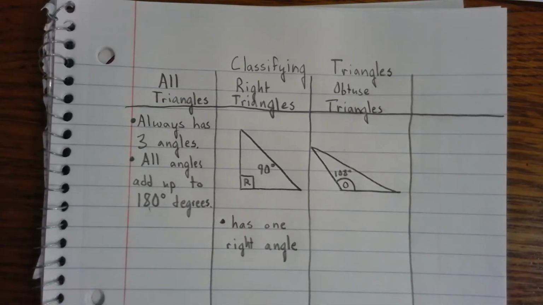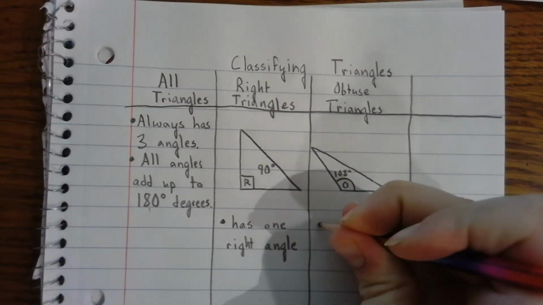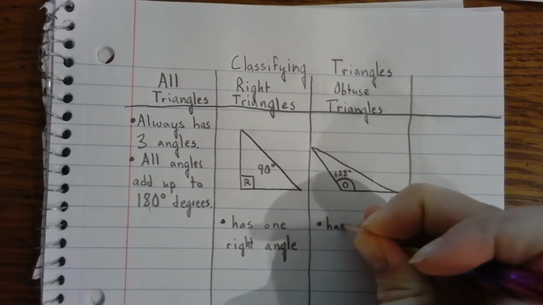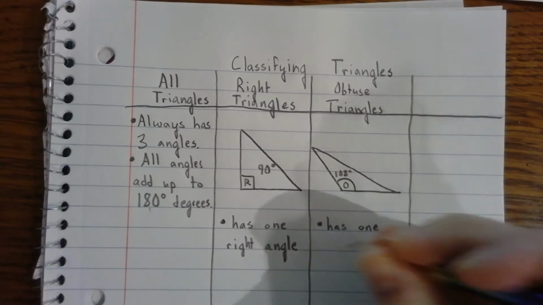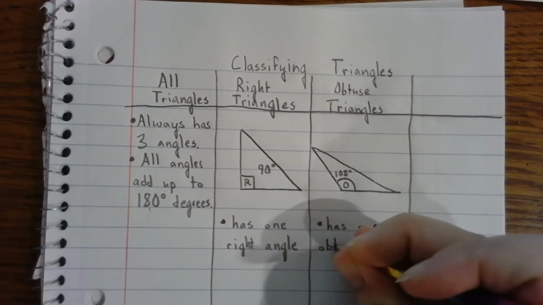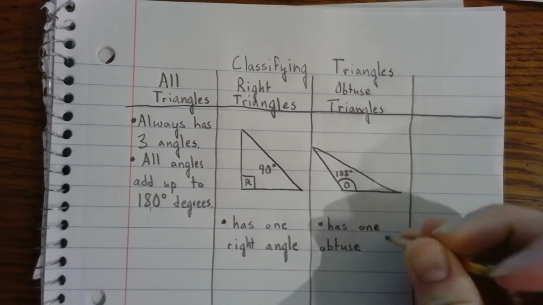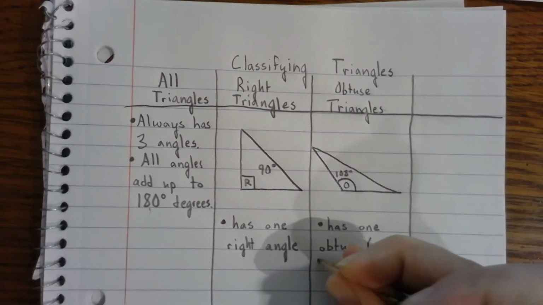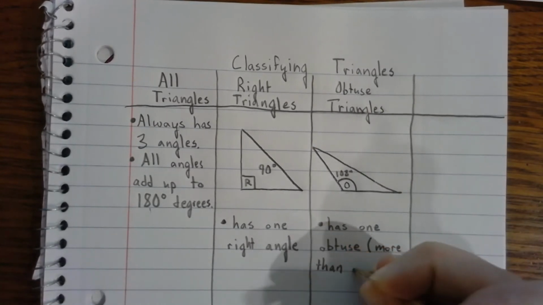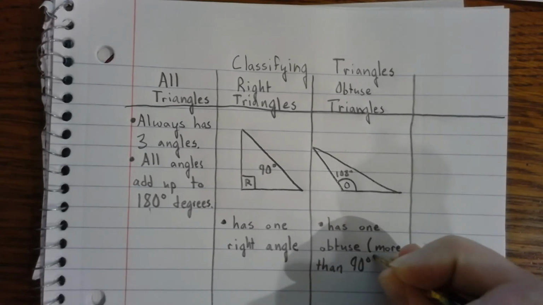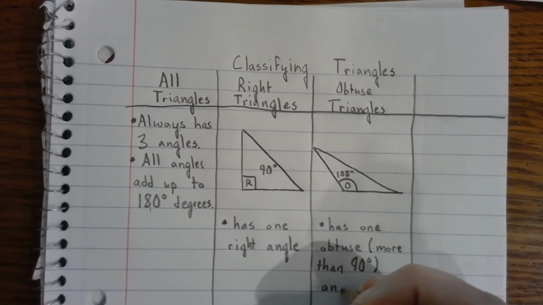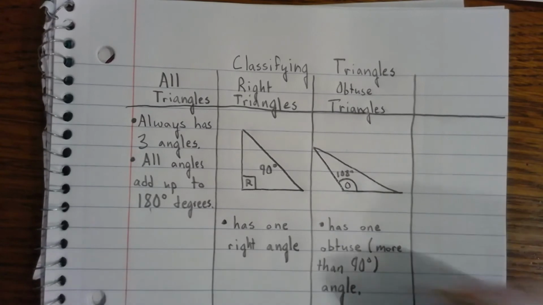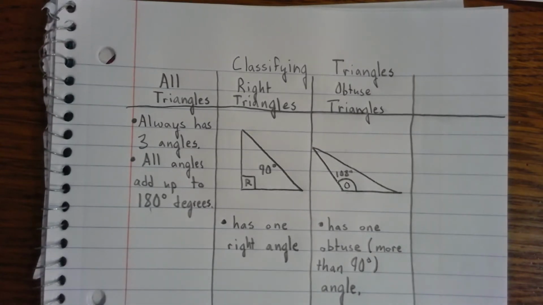And then I would label this as O for obtuse triangle. Okay, so the definition of an obtuse triangle is just a triangle that has 1 obtuse angle, which, remember, obtuse just means more than 90 degrees.